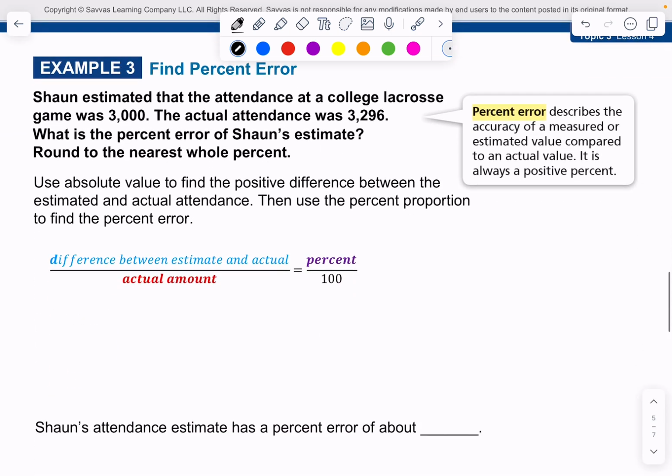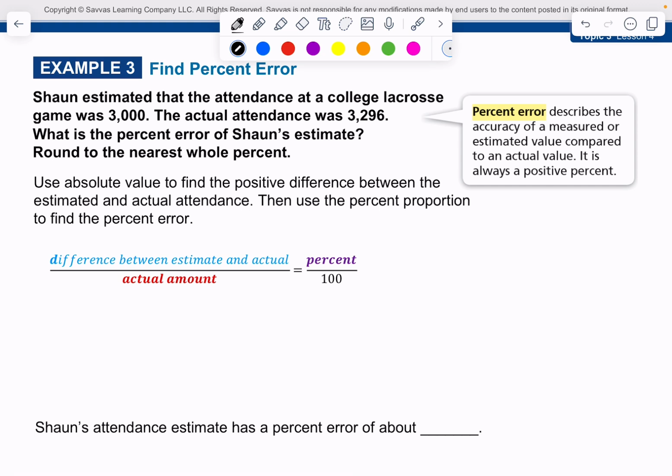We can also use that same percent proportion and tweak it to help us find percent error. So percent error is just describing the accuracy of someone's estimate compared to an actual value. Here, Sean estimated that the attendance at a college lacrosse game was 3,000. The actual attendance was 3,296. What's the percent error of Sean's estimate? And round to the nearest whole percent.